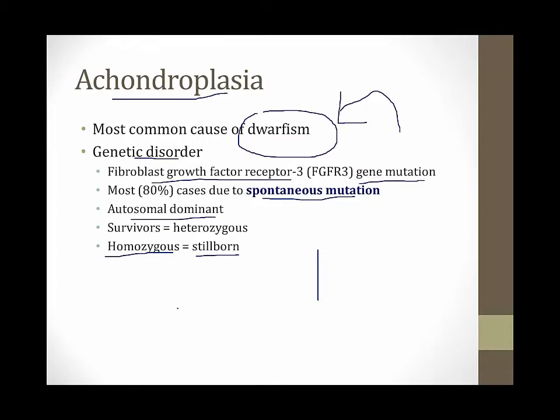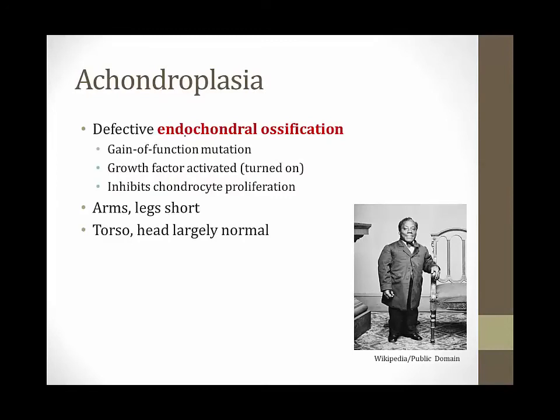If they were homozygous, they would not be alive and seeing you in clinic. Basically, achondroplasia is a disorder of defective endochondral ossification. The mutation that occurs in the gene is a gain of function mutation, so the growth factor receptor is activated and turned on. Now you might think a turned on growth factor would lead to more growth, but in fact what happens is chondrocyte proliferation is inhibited. As a result, the long bones do not grow.